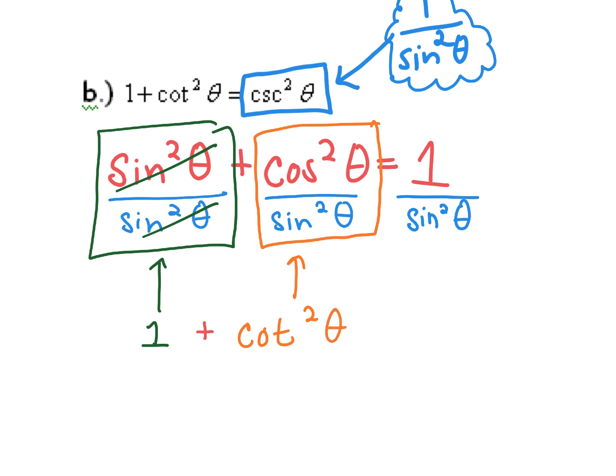And then 1 over sine squared theta, that's just our cosecant squared theta. So that's it, done. So that was me just showing you how you could turn sine squared theta plus cosine squared theta equals 1 into 1 plus cotan squared theta equals cosecant squared theta. So they are just sort of arrangements of each other.